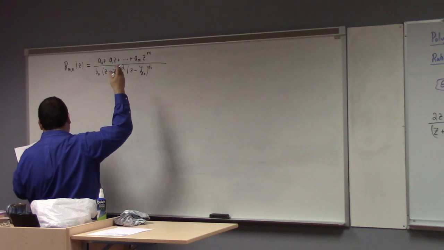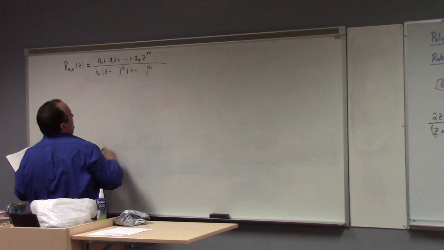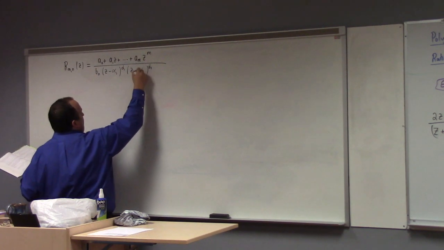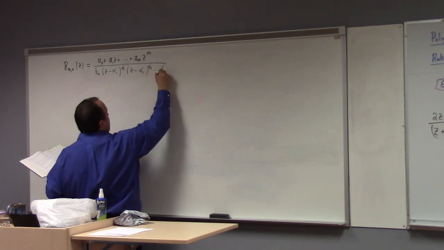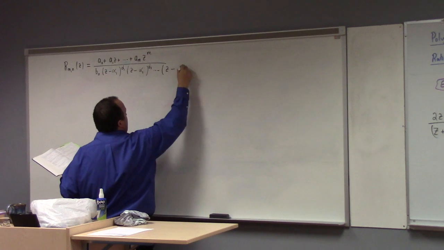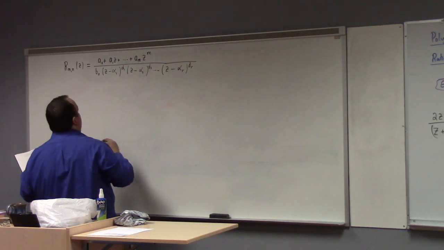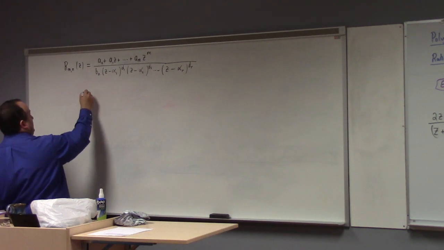I can pick a different letter. I'm going to lose all of you because I'm using the wrong letter. Let's go with alpha. Alpha 1, alpha 2. There we go. Everybody can write alpha. Dot, dot, dot, (z minus alpha sub r) to the d_r power. All right. Then this can be written as the following.